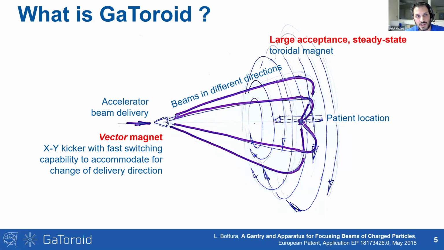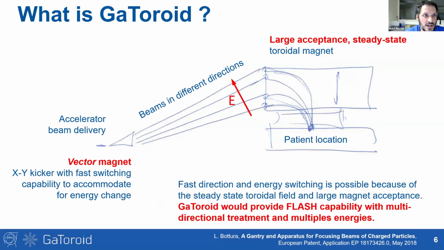If the axisymmetric field is tuned, we can also use this idea to focus a beam of different energies onto the patient. So in this case, the vector magnet is kicking at different angle depending on the energy. And then the beam is focused on the same location on the patient, whatever the energy used. As you can see, there is no moving parts. So there is a very fast direction and energy switching that is possible with this system. And that makes it inherently conformal with flash capabilities, with multi-directional treatment and multi-energies.